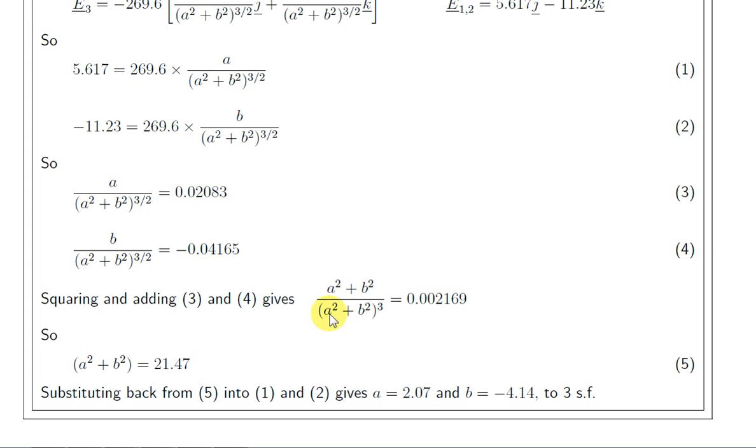Now we can cancel one of the A squared plus B squareds underneath, so we get 1 over A squared plus B squared all squared equals this number. And from that we can solve for A squared plus B squared. If we know what A squared plus B squared is, we can solve for A and B. We can just plug in 21.47 for A squared plus B squared in this equation to find A, and plug it into the second equation to find B.